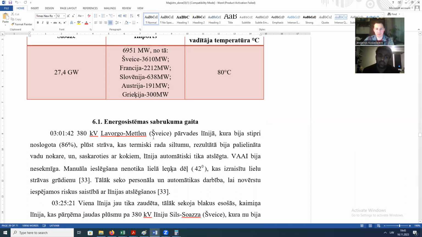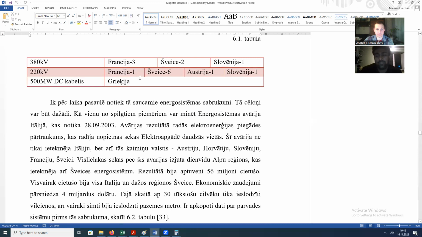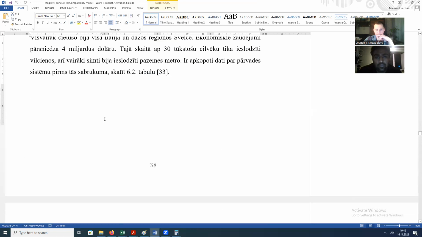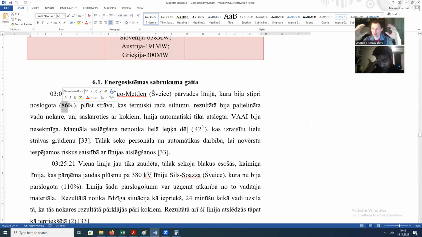One of the transmission lines, Italy to Switzerland, we could see that there are 2 transmission lines, Italy-Switzerland, with the voltage. The load of this transmission line was 86%. This is quite a high load for this line. Due to this high load, the length of the transmission line increased. You understand this physics, yes?